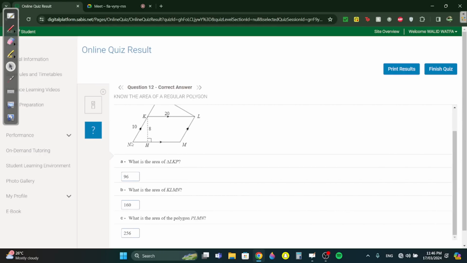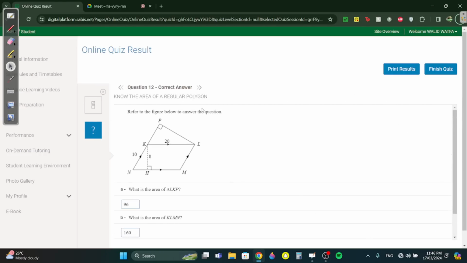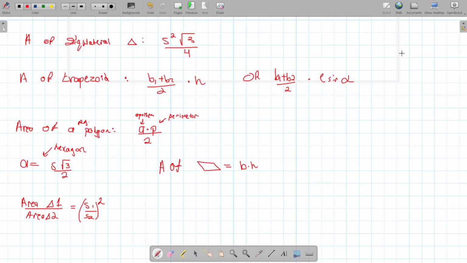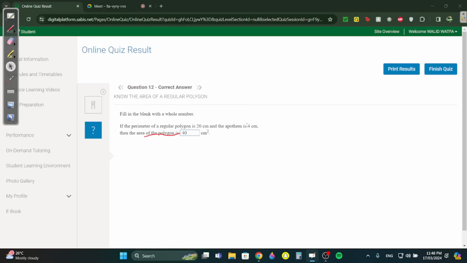Question 2. The Wi-Fi is back. If the perimeter of a regular polygon is 20 and the apothem is 4, what's the area of the polygon? This is very easy. Like I said, the area of any polygon is AP over 2. It's 4 times 20 divided by 2, which is 40. That's it. Just 4 times 20 divided by 2.